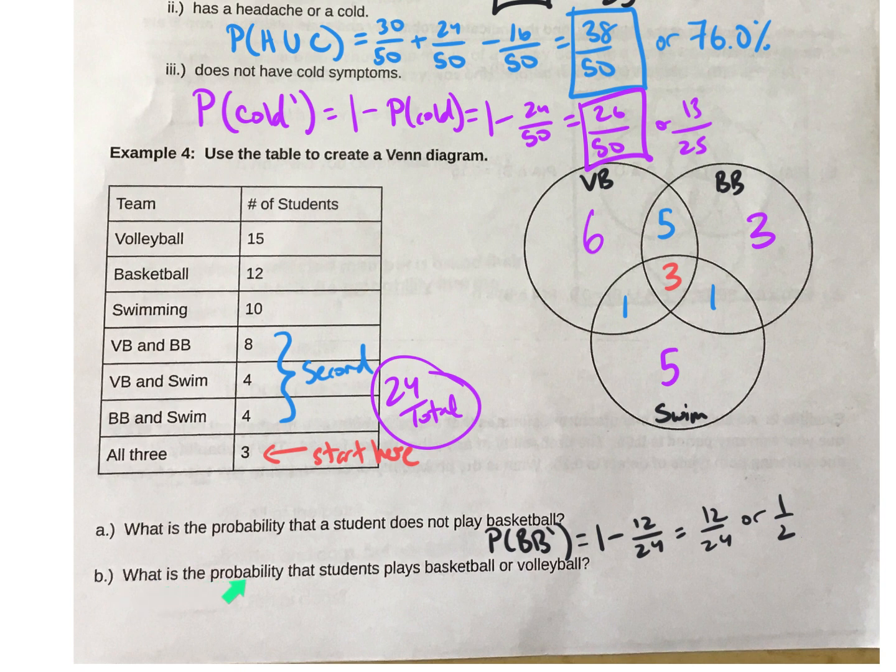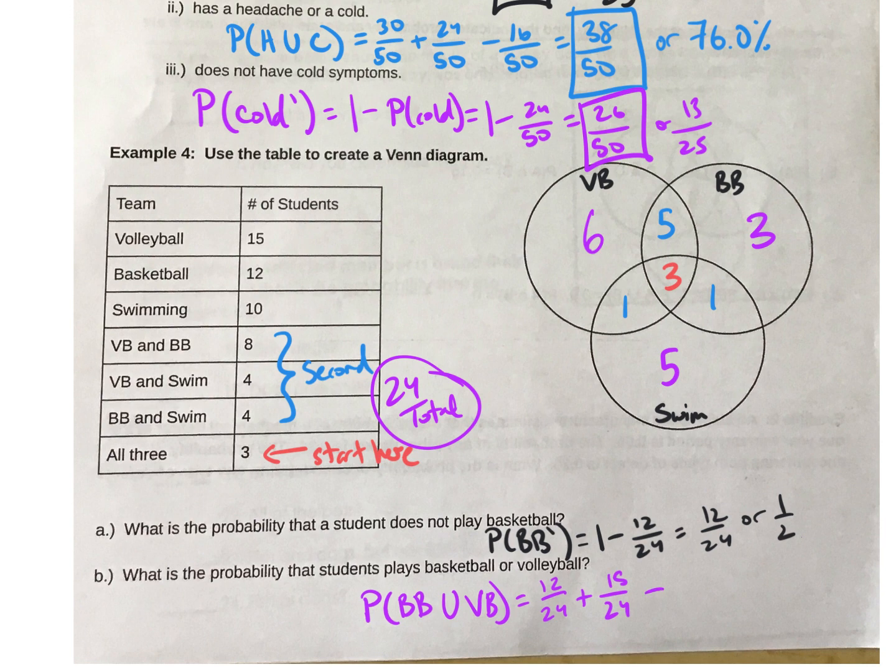And then part B, what's the probability that students play basketball or volleyball? So that would be basketball union volleyball. So I can use the combined events formula for that. Remember, that's the probability of A plus probability of B minus probability of A and B. So the probability of basketball is 12 out of 24. The probability of volleyball is 15 out of 24.